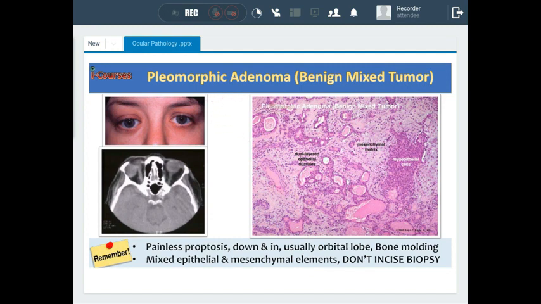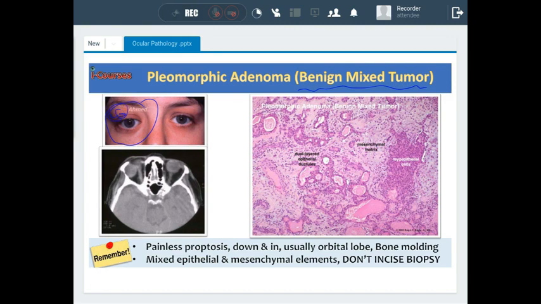The pleomorphic adenoma is also called benign mixed tumor, and this name has a reason. These patients are usually middle-aged females presenting with gradually, slowly progressive, painless proptosis. It is a tolerable proptosis, so the patient doesn't have a problem with it and usually doesn't complain unless it causes marked disfigurement or diplopia. On examination, you will find that the eye is displaced down and in. This means that there is a mass which is up and out, which is the lacrimal gland.